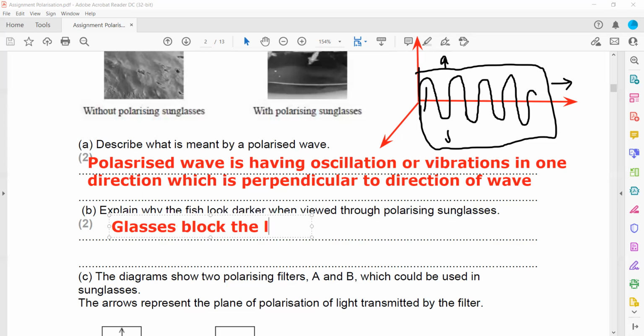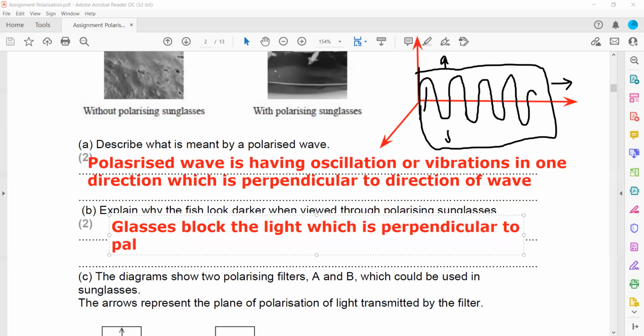Or we can also say that these sunglasses block the light which is perpendicular to the plane of the glass, which reduces the intensity, the amount of light. That's why it appears to be darker.